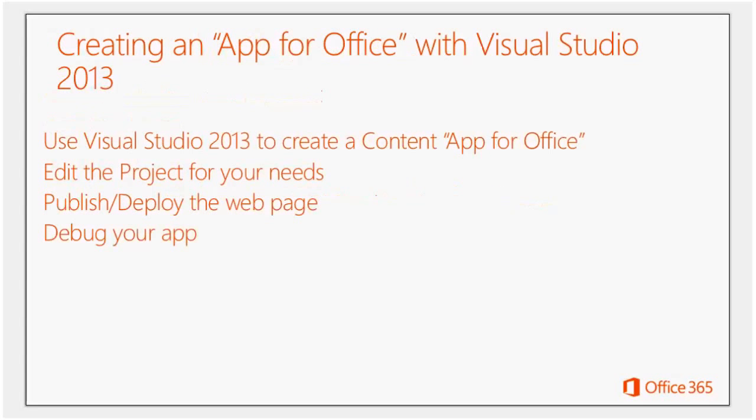So in Visual Studio, you need to have the latest version of Visual Studio, which has a new template for you. And you just instantiate that template, edit it for your need, and then you need to publish the manifest someplace, and you need to deploy the web page someplace. Or you can just leave it in localhost for now and then change your manifest to point to that. So that's the steps of creating them.